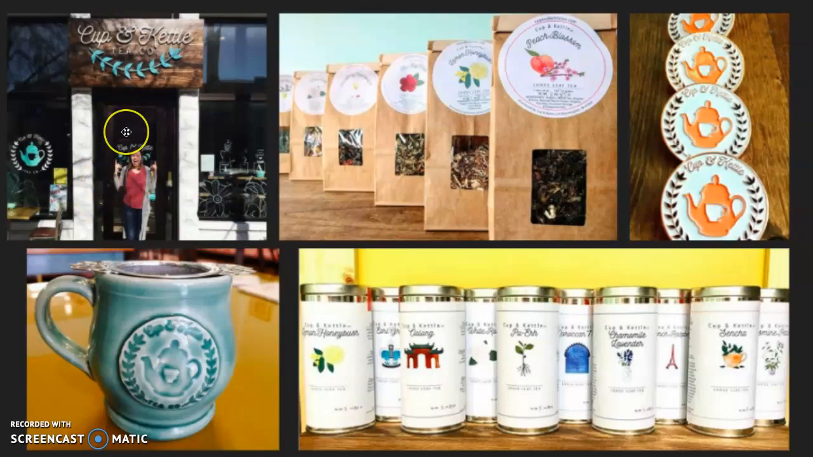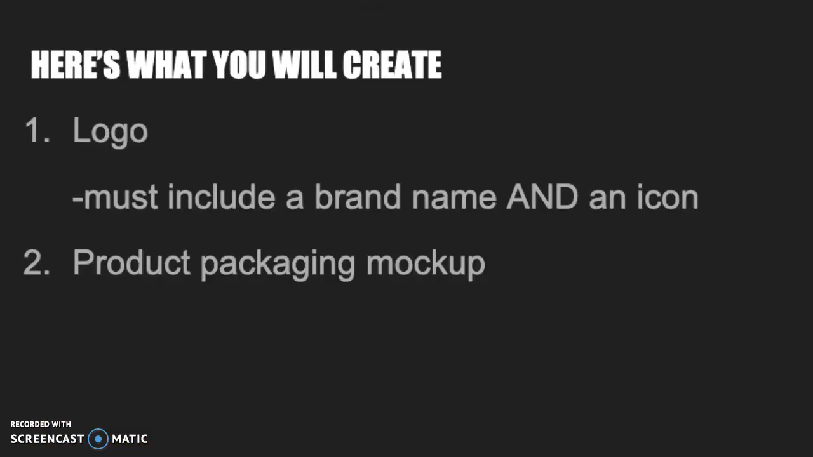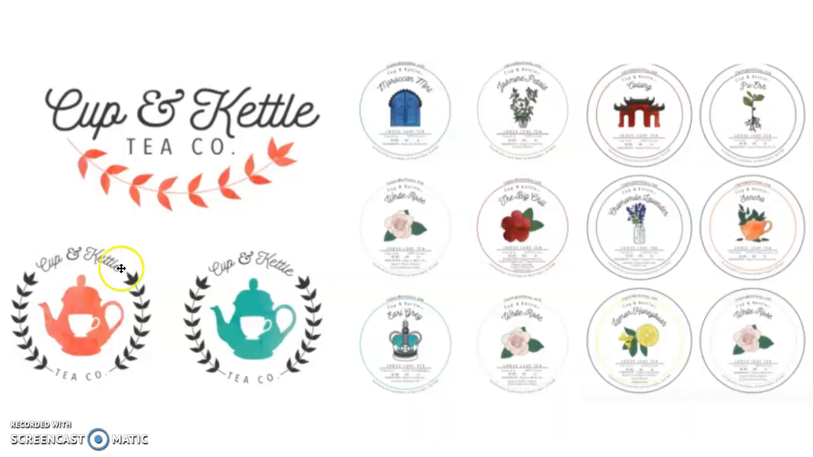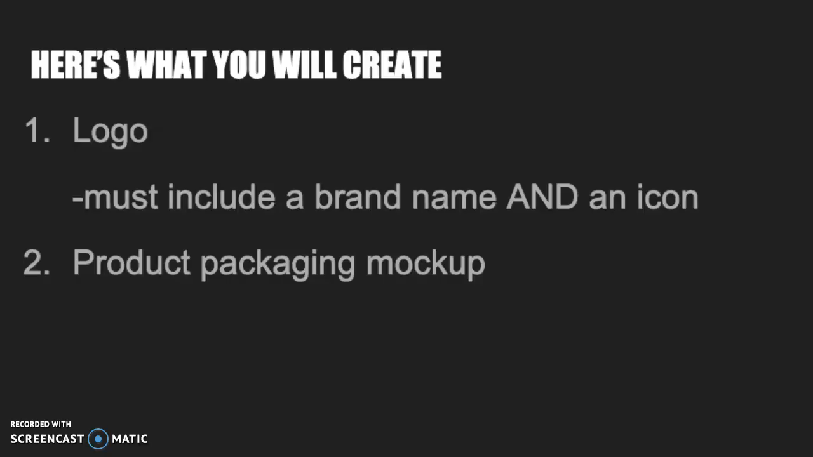You can see there, I thought this was really cool. Okay, so here's what you guys will be creating. Two things. First of all, you're going to be creating your logo, and the logo must include the brand name and an icon. As you can see, mine here that I created has this little icon as well as the name, just like this. And the second thing is that you'll be putting your logo onto a mock-up of product packaging, whether that's a bag, a box, a coffee sleeve, things like that.